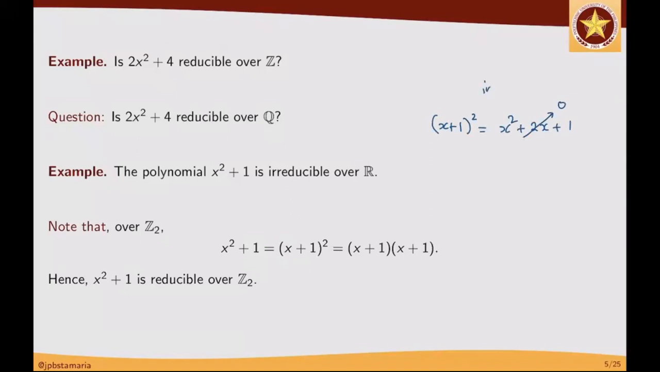Diba? Okay, freshman's dream theorem. Pareho siya sa x squared plus 1. So you can factor x squared plus 1 into product of non-trivial factors, x plus 1 and x plus 1. Therefore, hindi man reducible ang x squared plus 1 over R, it is reducible, however, over Z sub 2.